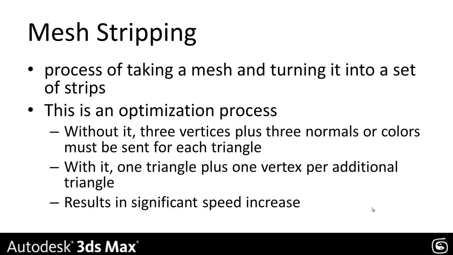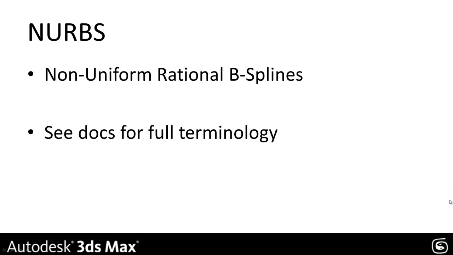There's a technique called mesh striping, which is the process of taking a mesh and turning it into a set of strips. This is an optimization process. Without it, you always have 3 vertices plus 3 normals or colors that must be sent for each triangle. But with it, 1 triangle plus 1 vertex per additional triangle is sent, and this results in a significant speed increase. This technique is something you would want to consider for very large meshes and very large geometric objects. I would consider taking a look at this topic in the SDK if that's something you're going to be working with. And then finally, a topic in terms of building more complex geometry.